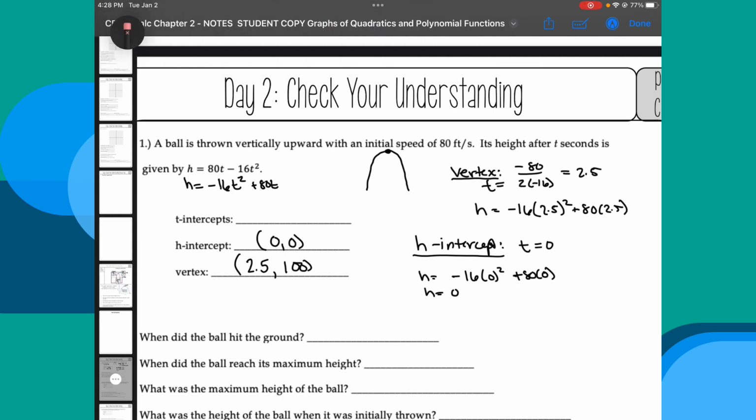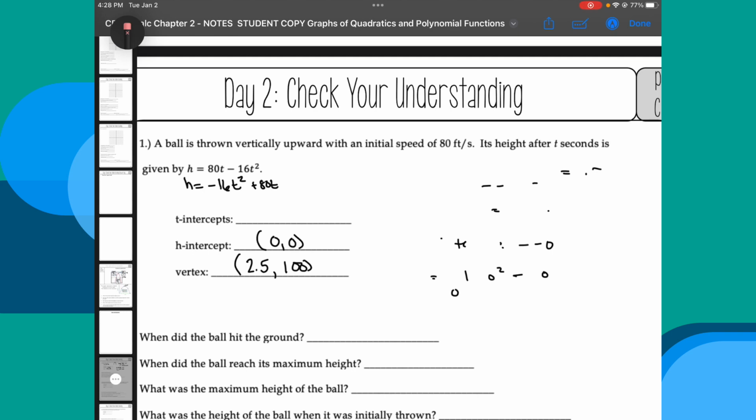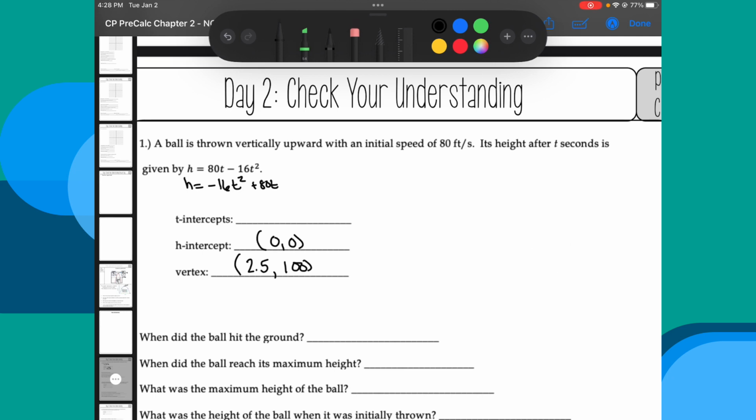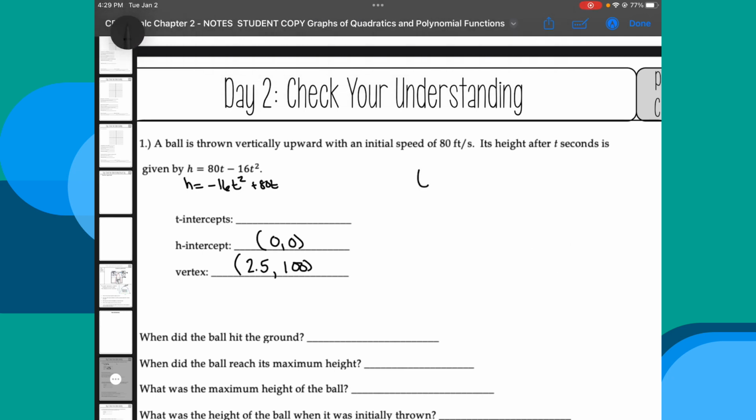Now we need to find our t-intercept. In order to find our t-intercepts, we know we need h to be 0. So we have 0 = −16t² + 80t. Now you can factor this, or you could use the quadratic formula. I would not complete the square here, and I wouldn't use the square root method either. So I'm going to factor.